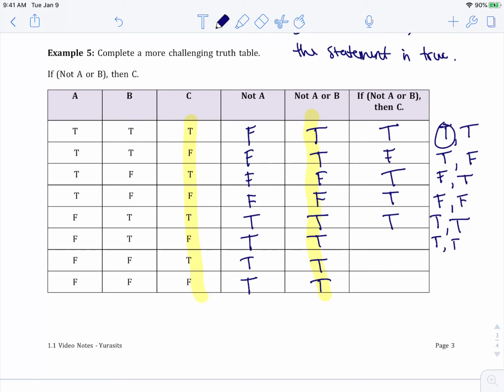If true, then false. Again, same concept. My hypothesis is true, so I have to assume whatever my conclusion is. If true, then true. Same idea, so it has to be true. If true, then false. So what do you think that will be? And hopefully you said false.